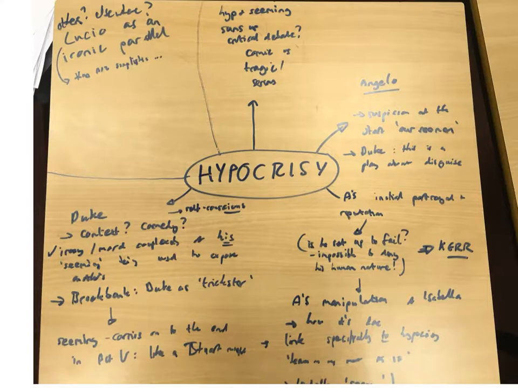Okay, so what examples then shall we go through? How shall we structure this essay? I'd probably structure this quite simply in terms of characters. I'd have a section about Angelo, a section about the Duke, and a section about other characters, with Lucio as an ironic parallel, as an ironic contrast, I should really say.